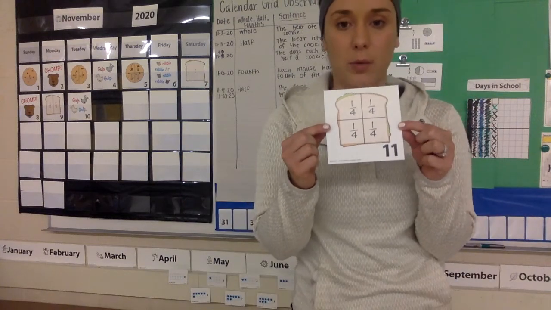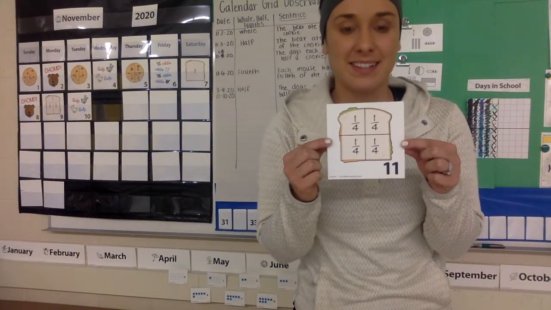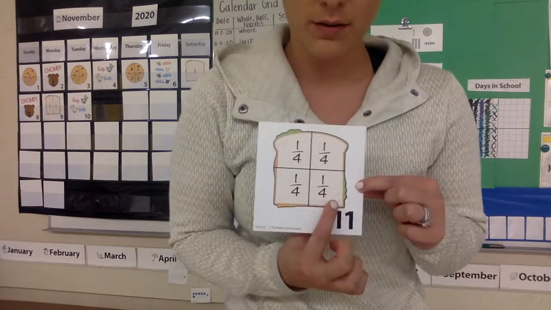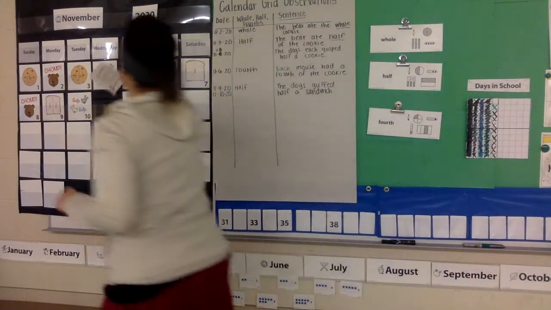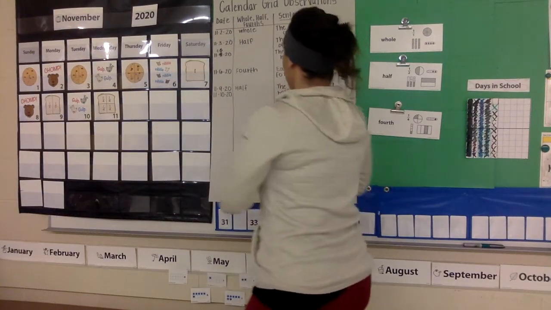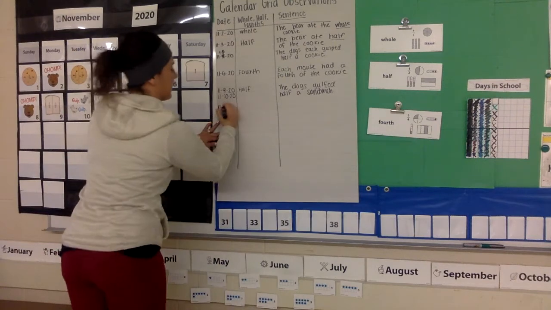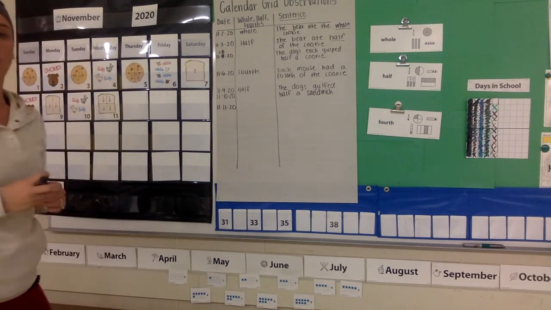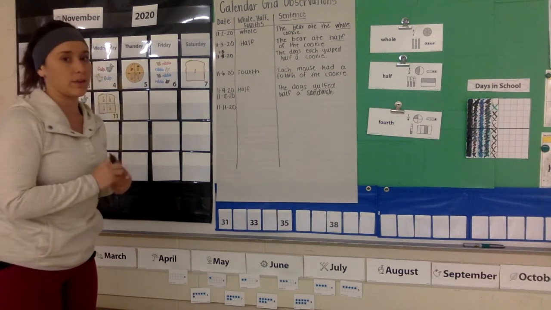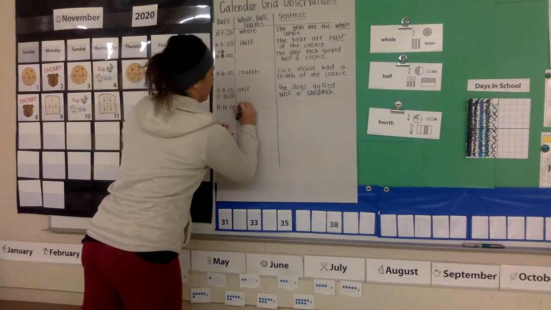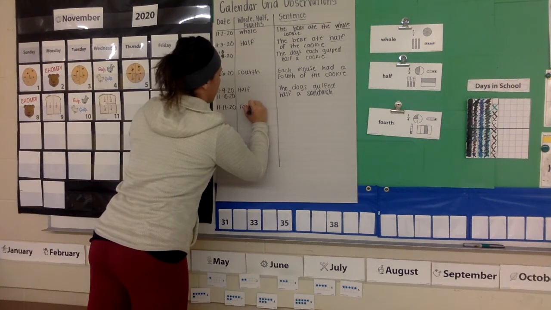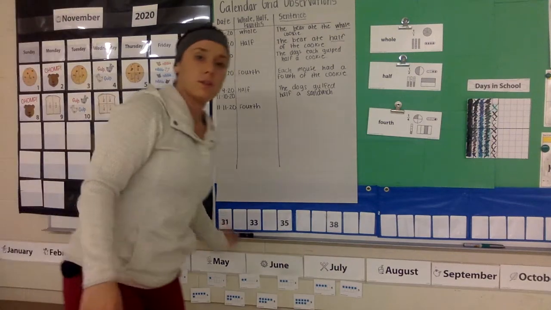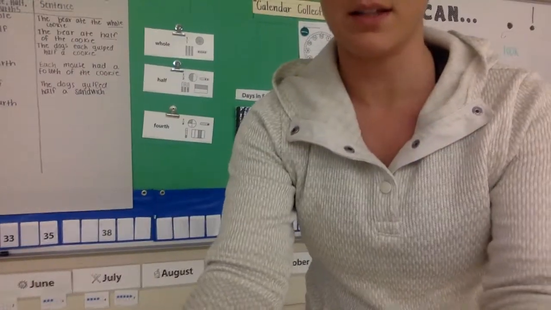How do you know it's a 4? What gives it away? Yes, because there's 4 slices. 1, 2, 3, 4. So we know it's a fourth. So I'm going to put that there. And we are going to write our date, which is 11-11-20. What am I going to write? A whole, a half, or a fourth? What do you think? Yes, it is a fourth. Good job.